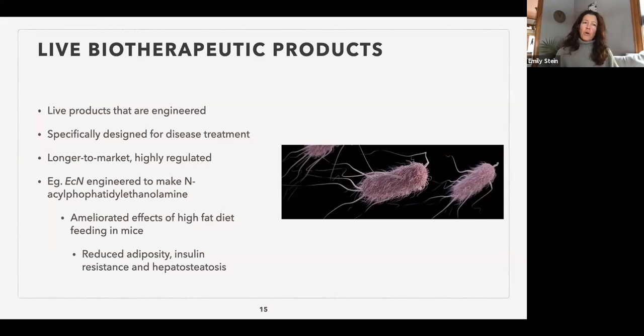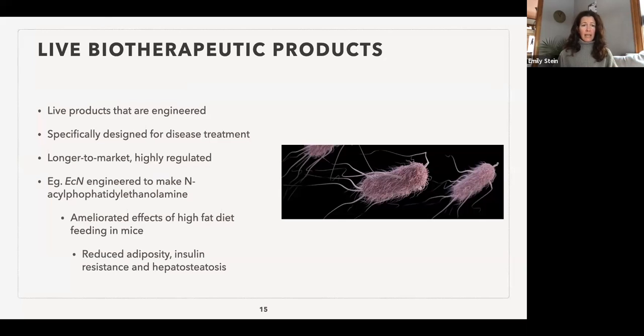A newer and more emerging technology, which is really exciting, is called live biotherapeutic products. These are living organisms like probiotics, but they have been genetically designed for a specific disease state. And obviously, because it's a living biological therapeutic, it's going to take a lot longer to get to market. It has to go through all the regulatory hurdles, the clinical trials, to show safety and efficacy. But there are several in the pipeline, and one or several should make it to market in the next 5 or 6 years.